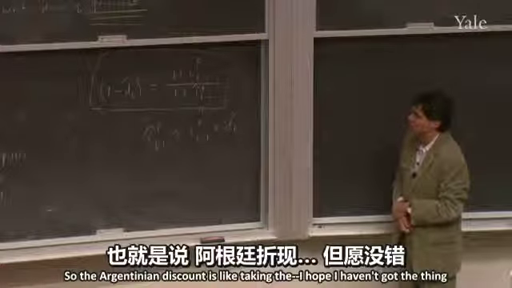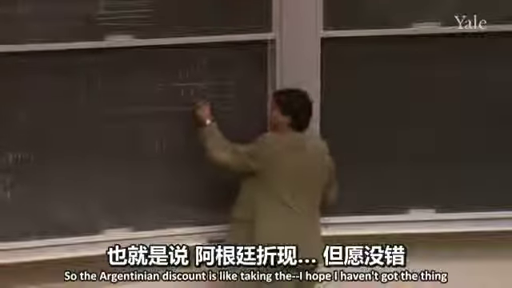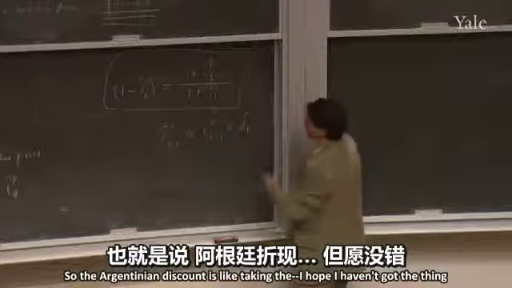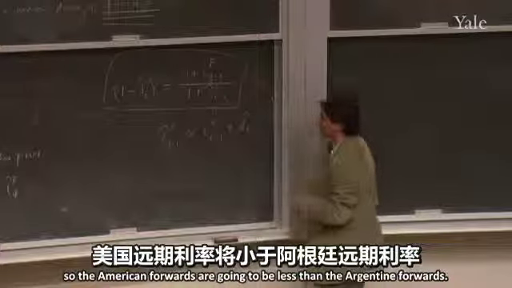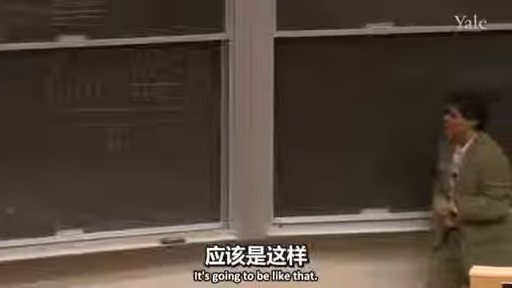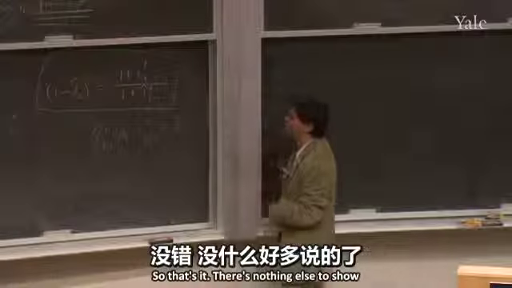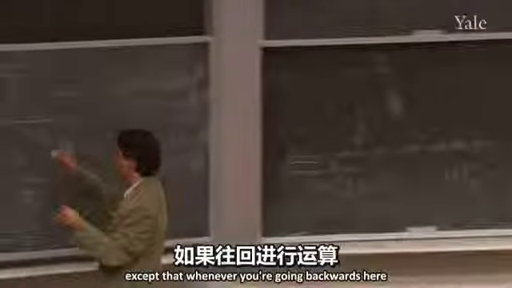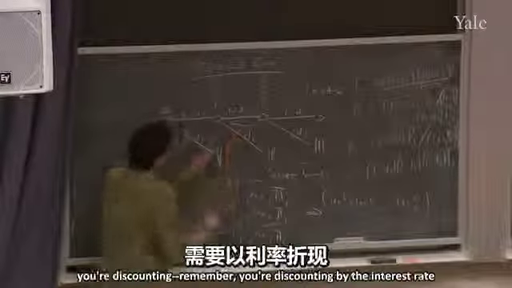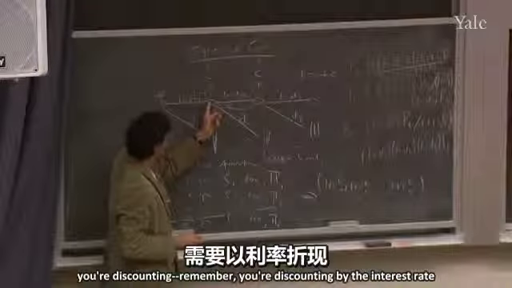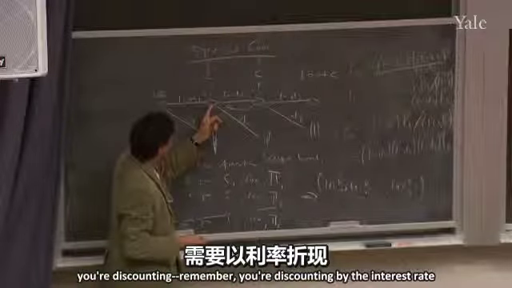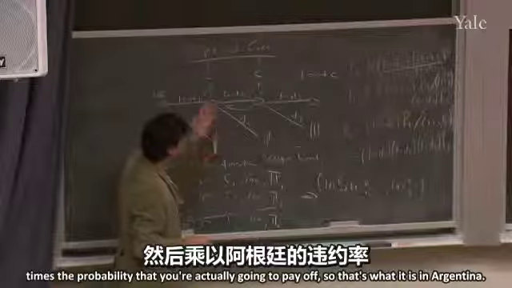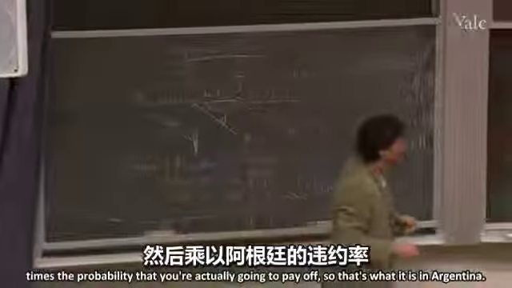So the Argentinian discount is like taking the... See, the American forward is going to be less than the Argentine forward. So it's going to be like that. Okay, so that's it. There's nothing else to show except that whenever you're going backwards here, you're discounting. Remember, you're discounting by the interest rate times the probability that you're actually going to pay off. And so that's what it is in Argentina.